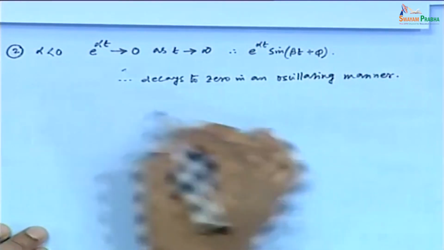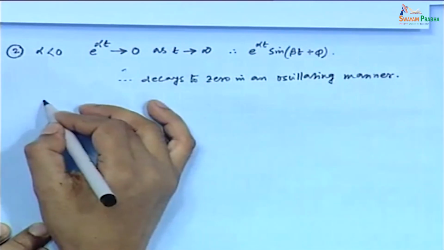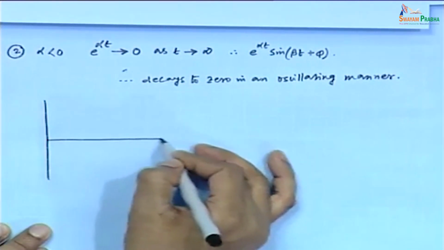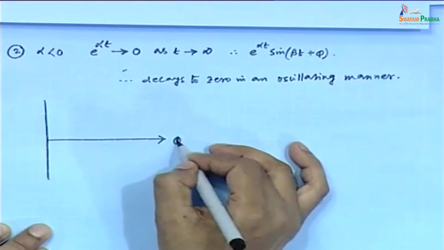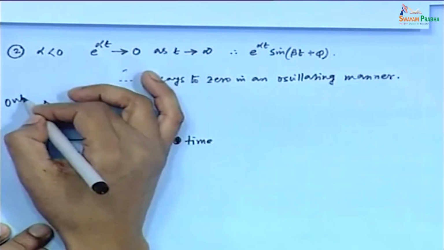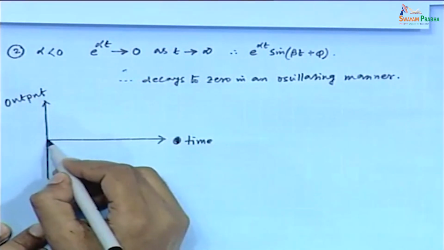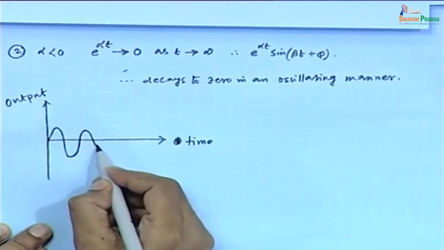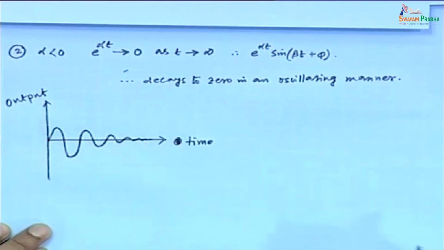The graphical representation is like this. This is the time, this is output, so it is gradually stabilizing. I mean the process is coming back to the original state, fine.